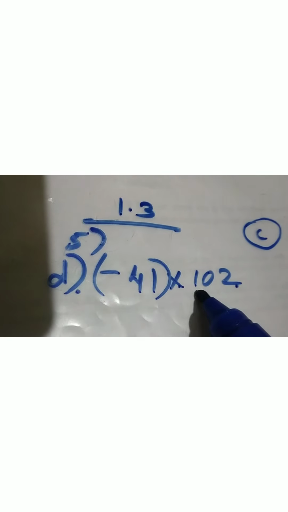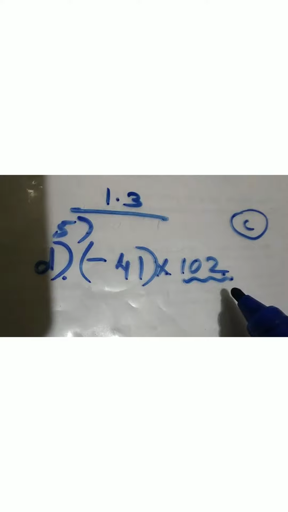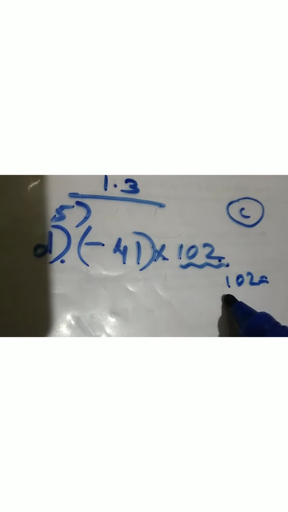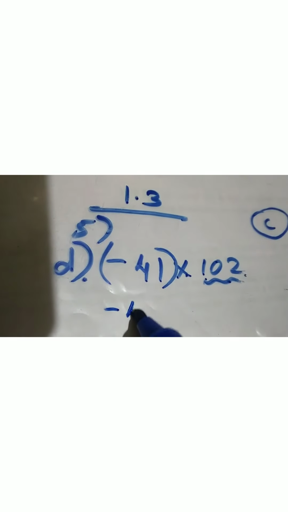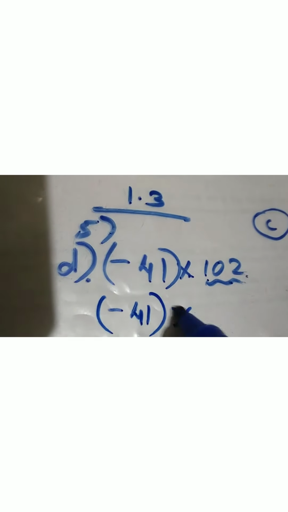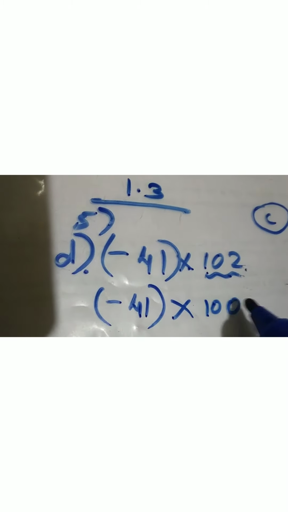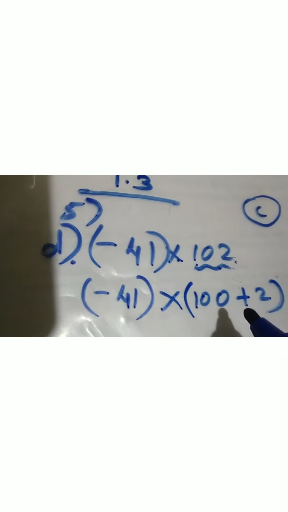Now we can split 102. 102 is equal to 100 plus 2. So we can write 100 plus 2 instead of 102. Okay. Then negative 41 multiplied by, now A is negative 41, then 100 plus 2. Okay.